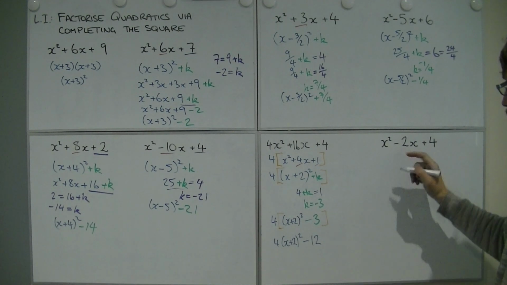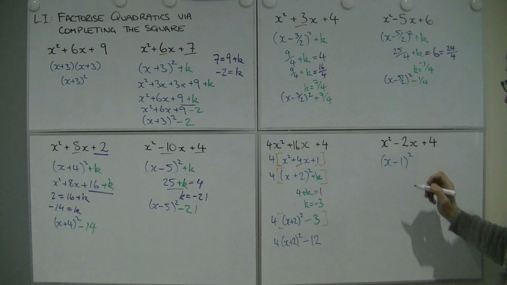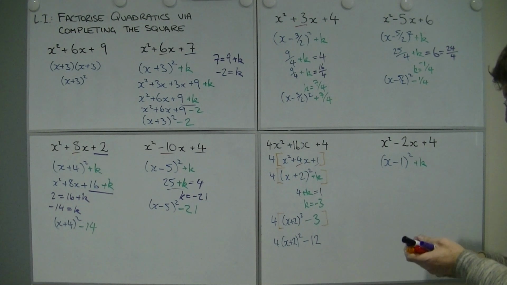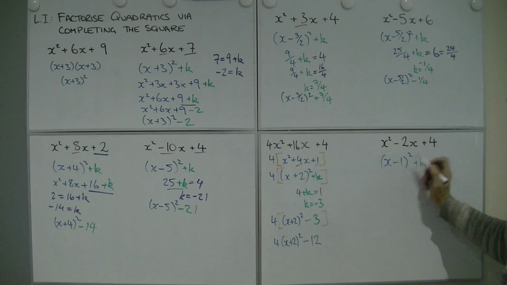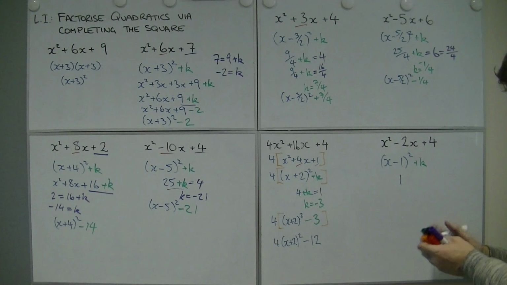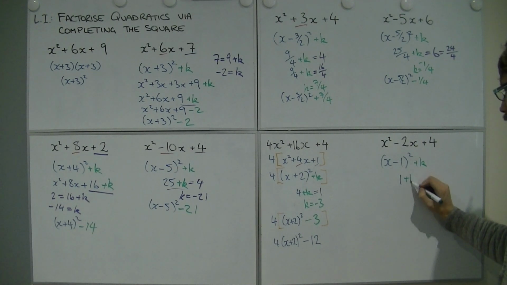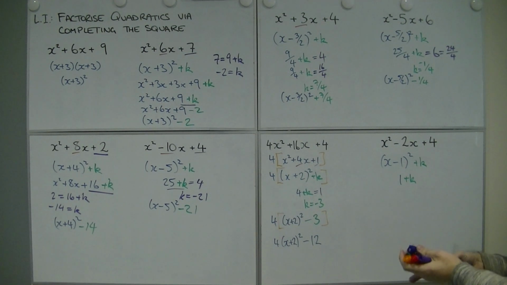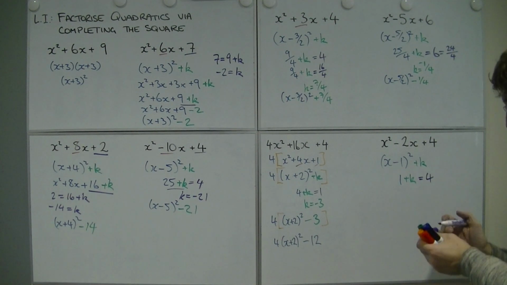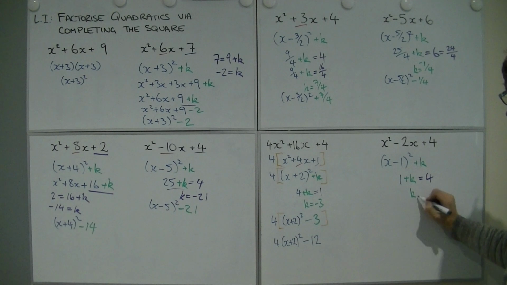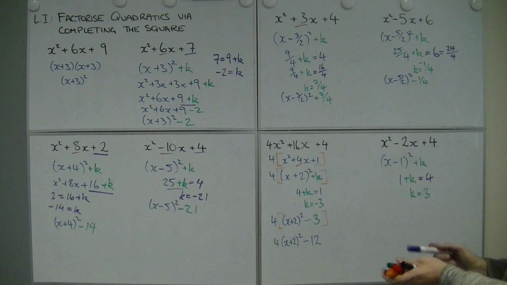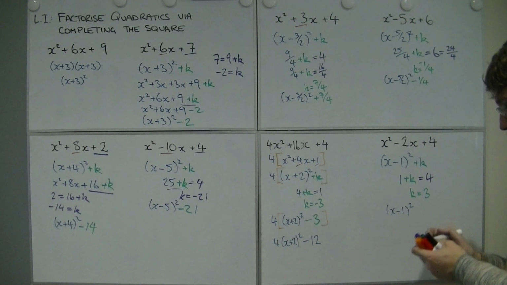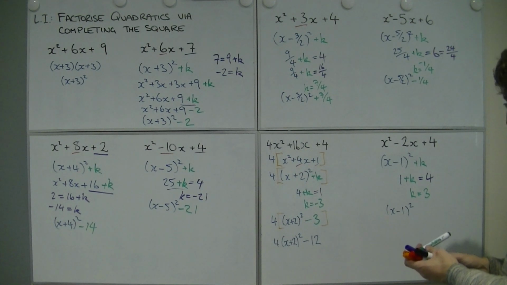Cool, if we take a look at this one, this looks like it'll be alright. So we'll halve that middle number, so I get x minus 1 squared plus some k. Minus 1 all squared is still plus 1, plus some k, equals 4, that's fine. So k is +3. Beautiful. So x minus 1 squared plus 3.